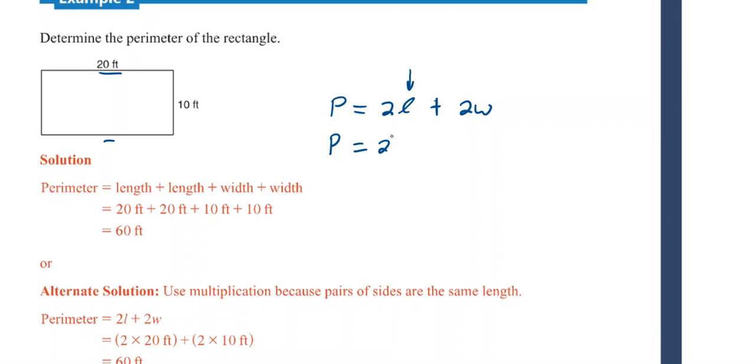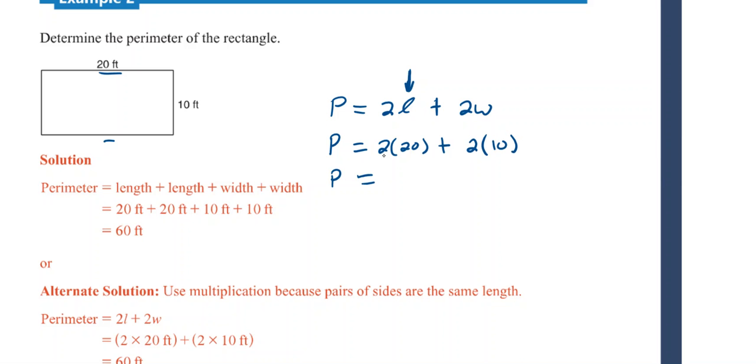20, right? So I'm going to put it in. Quite often when I put a number in for a variable like this, I put it in brackets. So I'd write it as 20 in a bracket. That kind of reminds me that I put something into that spot. Plus 2 times the width, and the width here would be 10.